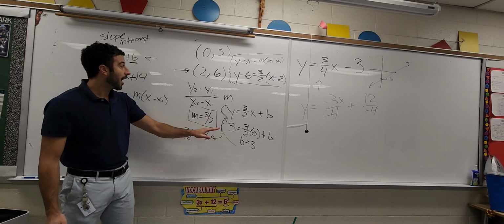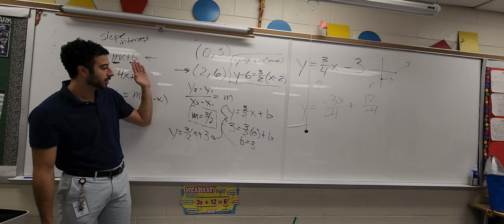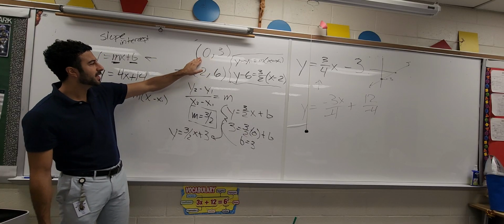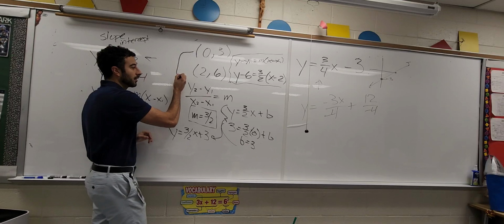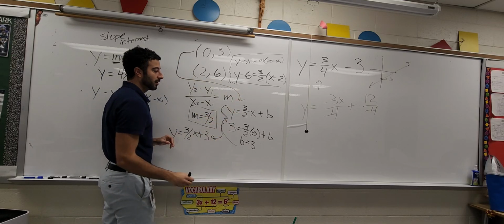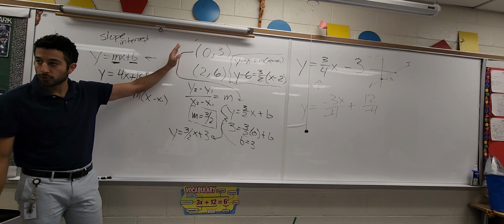Where'd you get that 3 equals from? Oh, that's a very good point, Ronan. I made a mistake. It should be, what should it be? Oh no, it is 3. Yeah, 3 is from this point. So I picked one of the 2 points, Ronan. I picked this one to plug into that equation so that way I can find my b value. You must use one of these 2 points to plug in.